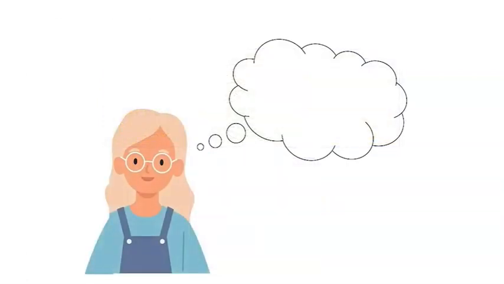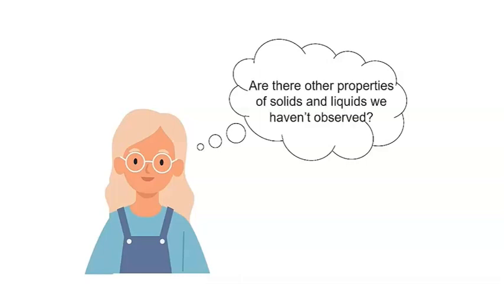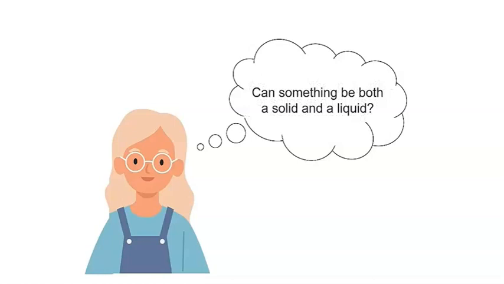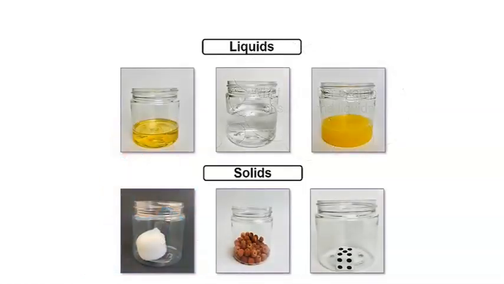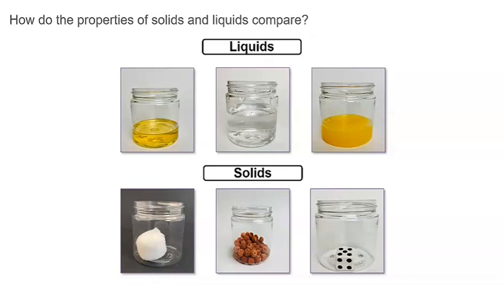One of your tasks for today will be to write 2 questions you still have about solids and liquids. Maybe you wonder, are there other properties of solids and liquids we haven't observed? Or can something be both a solid and a liquid? Maybe you want to know, what are other examples of solids and liquids? Great questions! In our next lesson, we will learn more about solids and liquids as we continue to explore the question, how do the properties of solids and liquids compare?